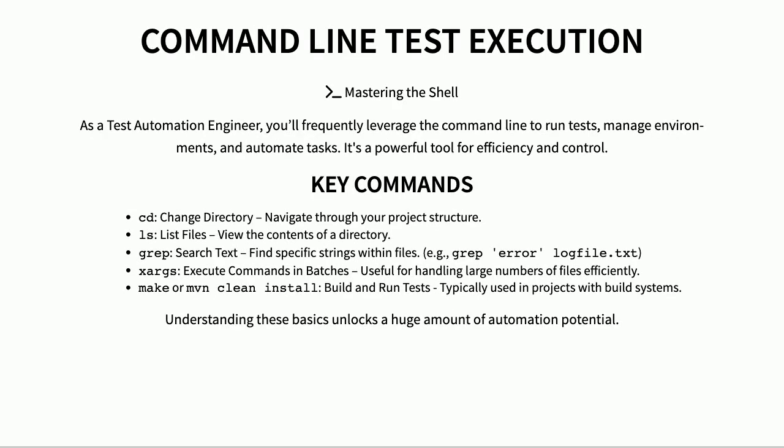Okay, let's talk about how we use the command line as test automation engineers. It's absolutely essential to be comfortable navigating and running tests through the shell. It gives you so much more control than just a GUI. We'll cover some fundamental commands like cd to change directories, ls to list files, and grep for searching within logs. There are also powerful tools like xargs that can help us handle large numbers of files efficiently when automating builds or tests. And if your project uses a build system like Maven or Make, you'll be using those commands frequently too. It's really about building up your comfort and confidence with the command line.